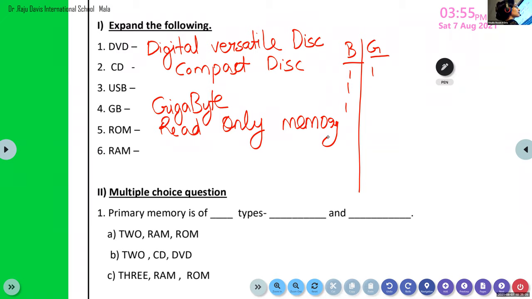Boys are leading. Girls, where are my girls? Unmute. RAM stands for? Girls, what girls? Boys are very excellent. Tejasri, yes. RAM stands for Random Access Memory. This Random Access Memory.